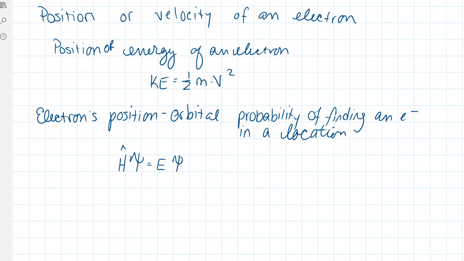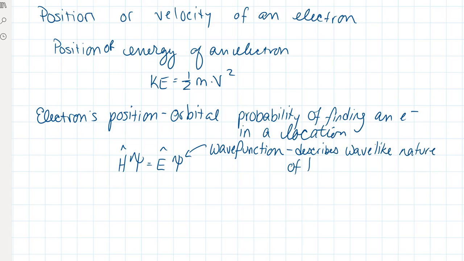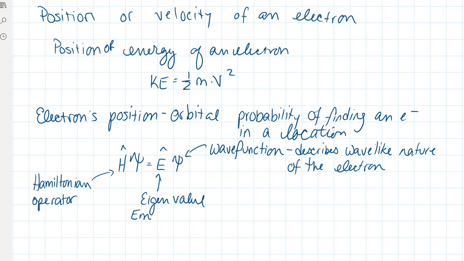When we take a look at this, we'll see that there are two pieces that have to do with it. First, we have the wave function, which describes the wave-like nature of the electron. Then we have this H hat here, which is called the Hamiltonian operator. This just means it's a given set of mathematical operations that you can do in the same order on the wave function. What you get out is this thing called an eigenvalue, which you can kind of think of as the energy of an electron.